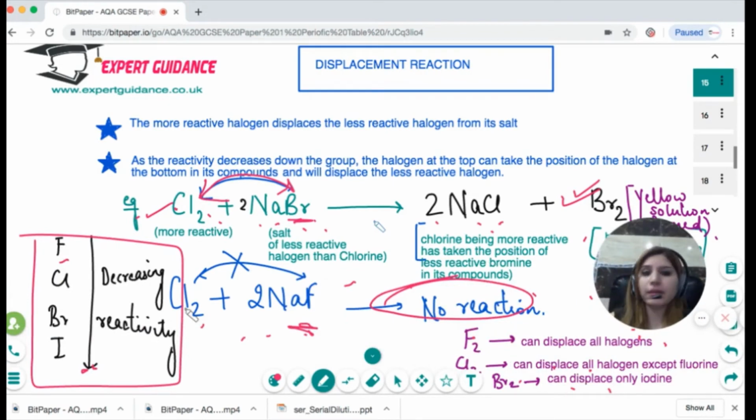Okay, so remember, the top halogen can take the position of the bottom halogen, provided the top halogen should be alone and the bottom halogen should be in the form of a compound, or in the form of a salt. Okay, so I hope this displacement reaction is clear to you.